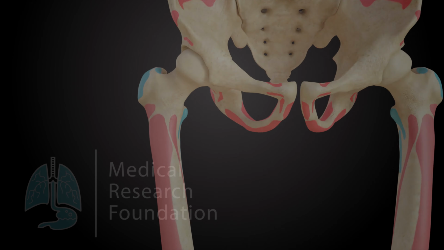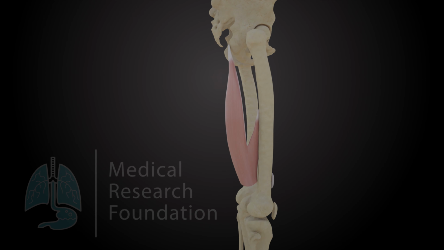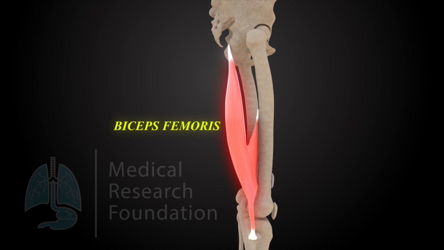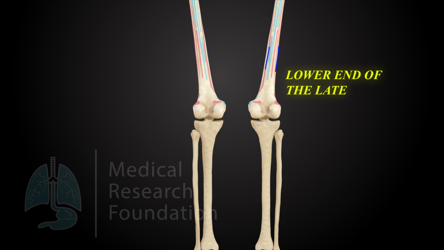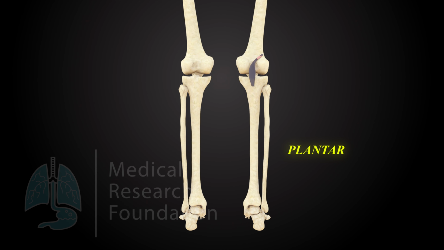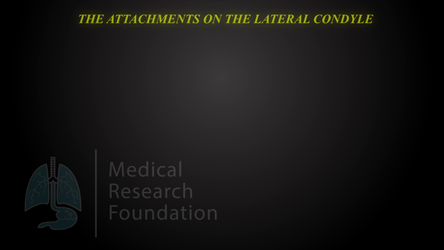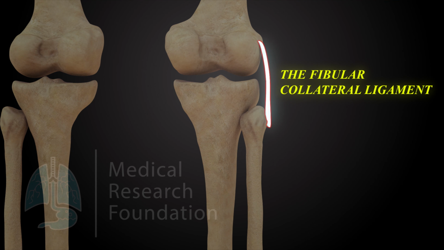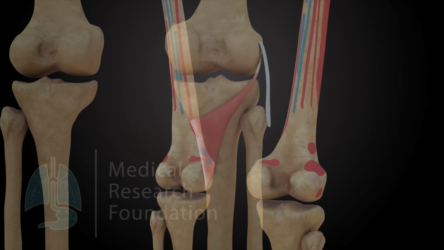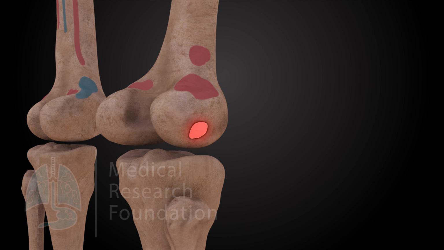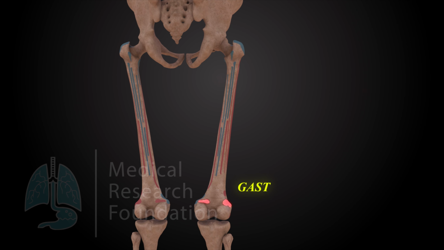The pectineus is inserted on a line extending from the lesser trochanter to the linea aspera. The short head of biceps femoris arises from the lateral lip of the linea aspera. The lower end of the lateral supracondylar line gives origin to plantaris. The attachments on the lateral condyle are as follows. The fibular collateral ligament of the knee joint is attached to the lateral epicondyle. The popliteus arises from the deep anterior part of the popliteal groove. The muscular impression near the lateral epicondyle gives origin to the lateral head of the gastrocnemius.